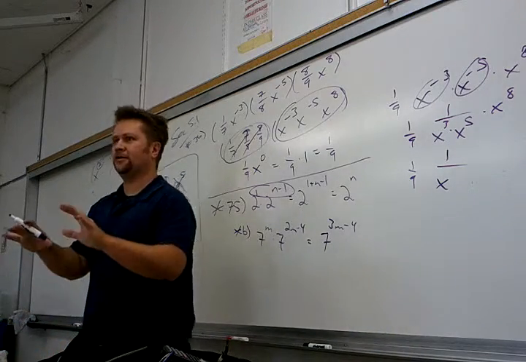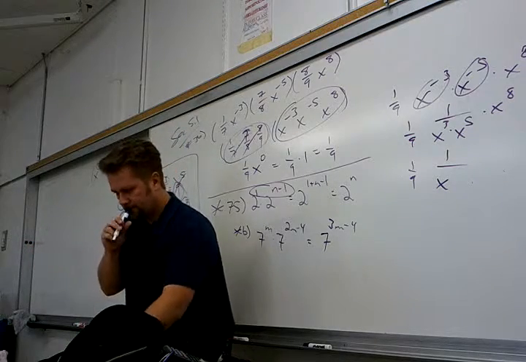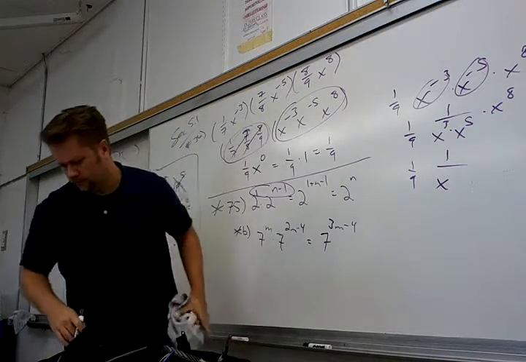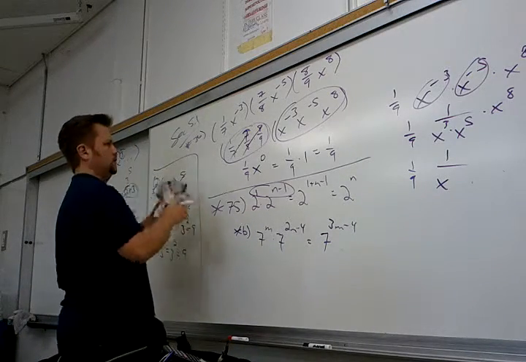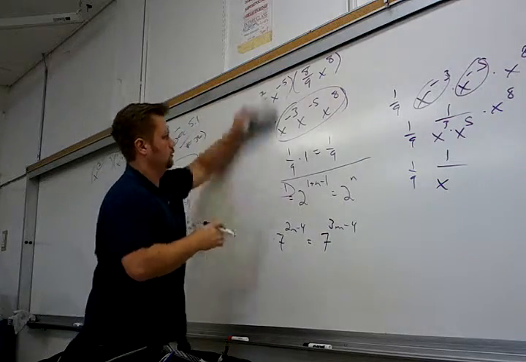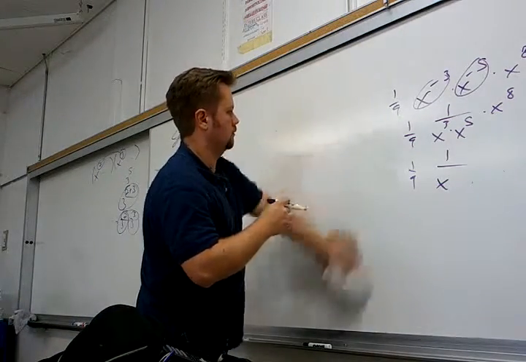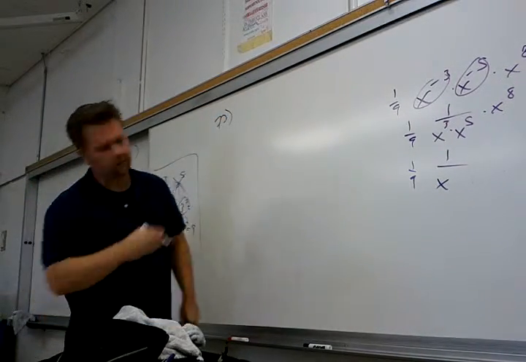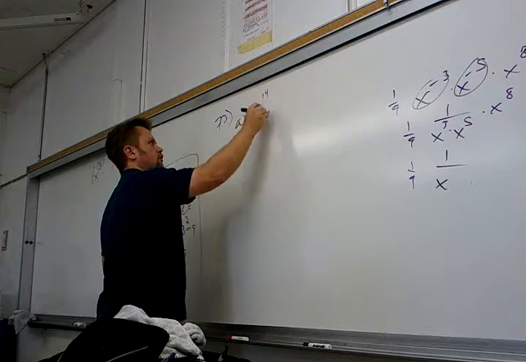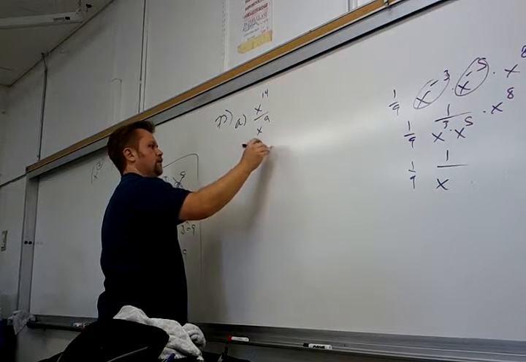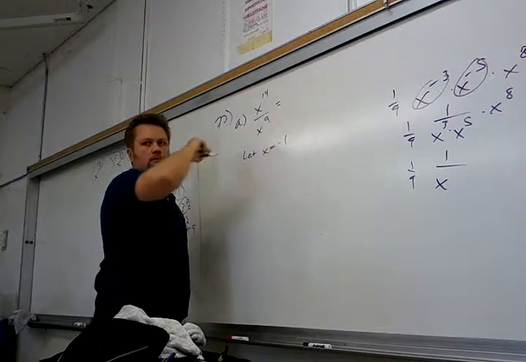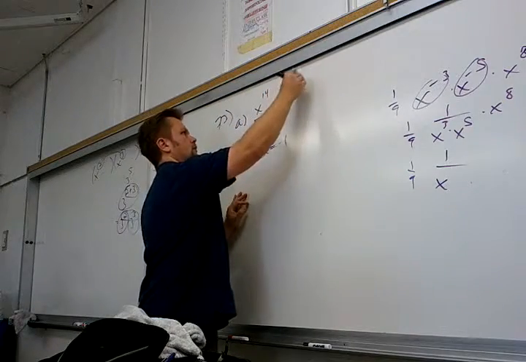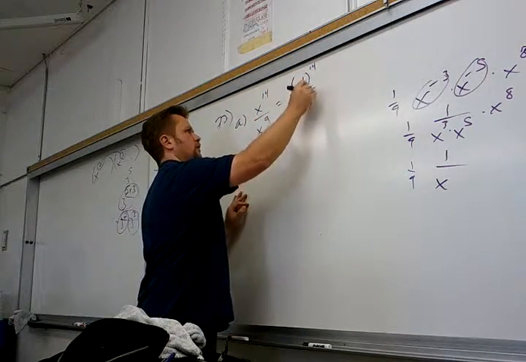All right, any other questions? Number 72. That's the one, let x equal -1. So for example, part A is x to the 14th over x to the 9th, and they say let x equal -1. Well, I would just go ahead and say, okay, -1 to the 14th over -1 to the 9th.